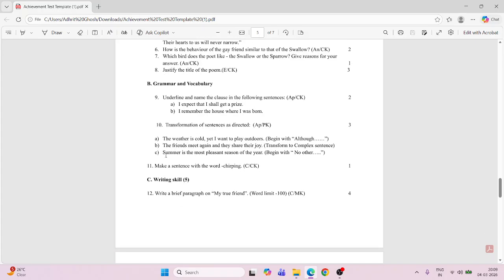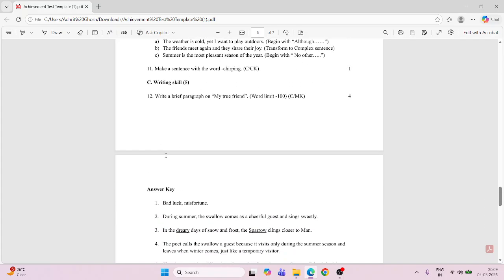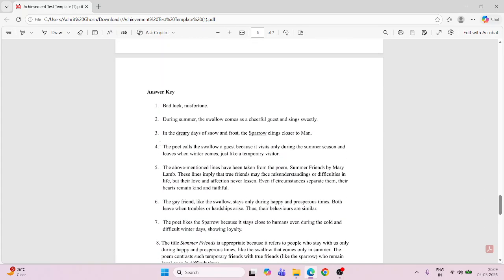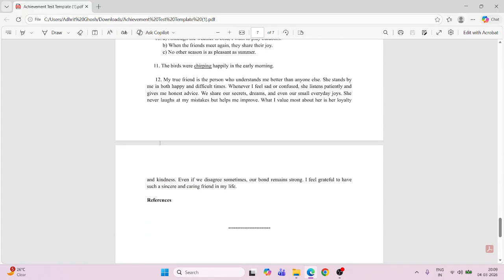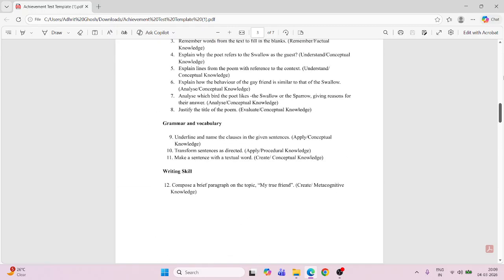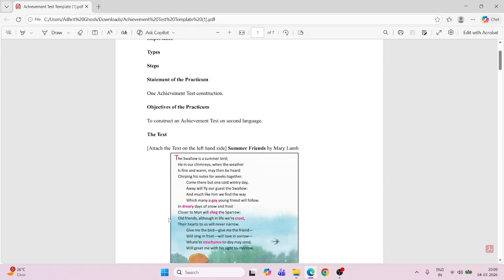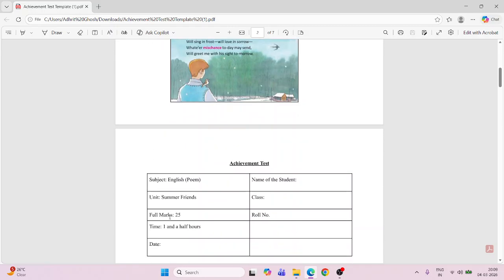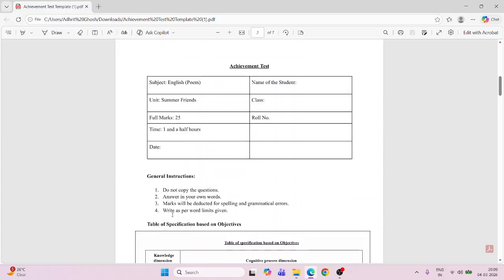All right. So this is a basic question paper divided into 3 segments. And this is the answer key that I have given based on the questions that I have set. And finally, you write down the references. So this is basically the structure for writing an achievement test. You have to give a 25-mark question paper, and you have to write it in this exact format.